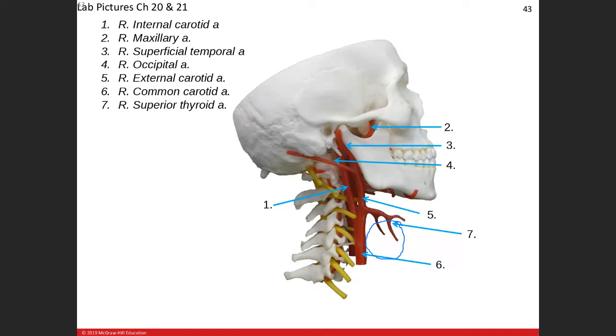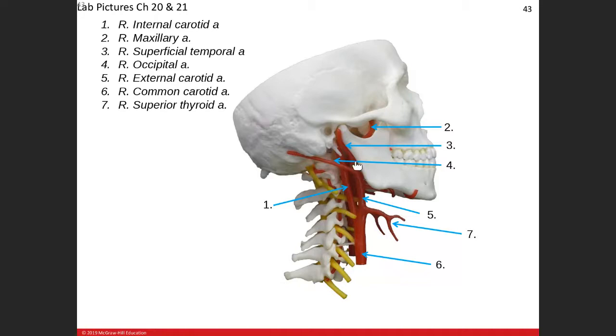Okay. The next branch that we see coming off here, and it's going backwards, is labeled number 4. That's the occipital artery. Look where it's going. Boom, right towards the occipital bone. So it's going to supply the posterior portion of your scalp back here.